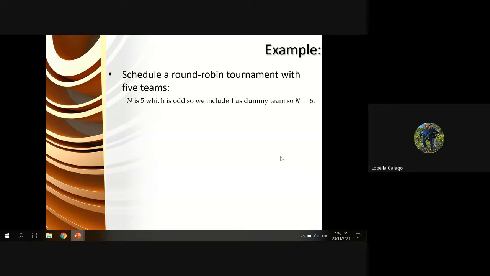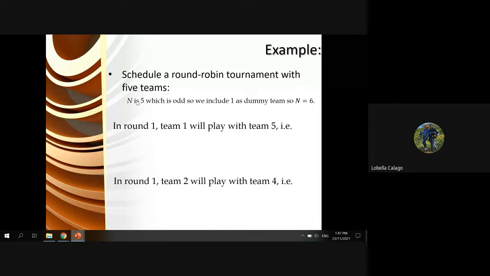Kasi wala man siyang kalaban kasi it's a 5-team. Mahirapan po tayo pag odd number, kasi may round na yung isa ay walang kalaban. So, yun po yung kailangan po nating gumawa ng dummy team. This is only true if you have odd teams. For example, mayroon tayong 5 teams, 3 teams, 7 teams. Okay, yung mga odd lang, odd number.